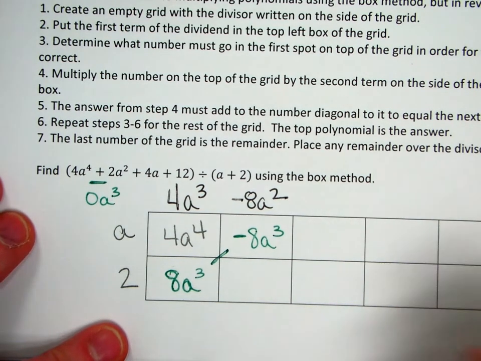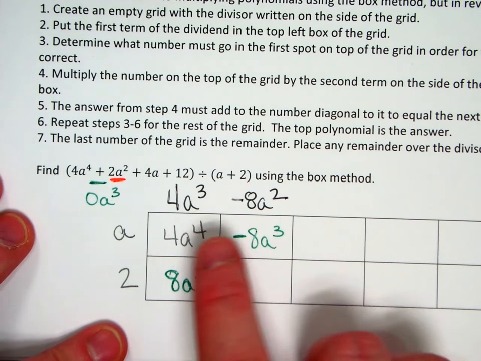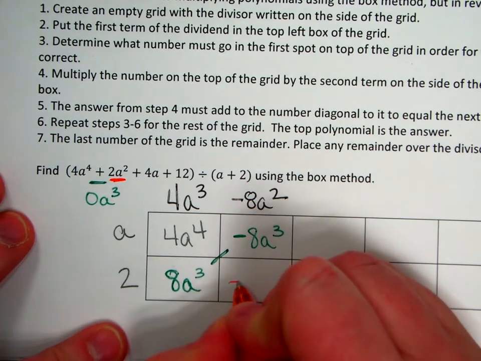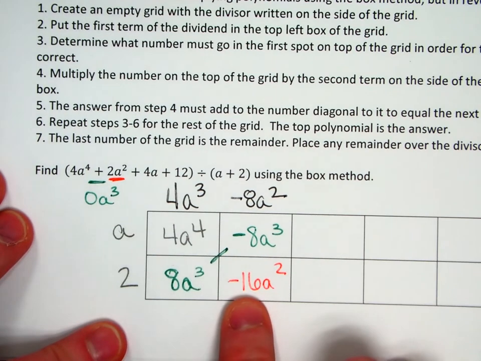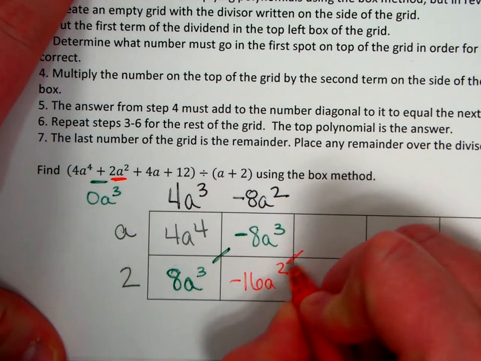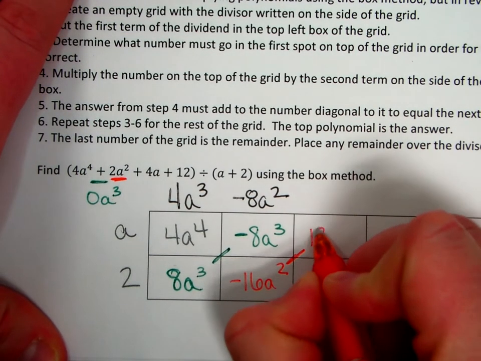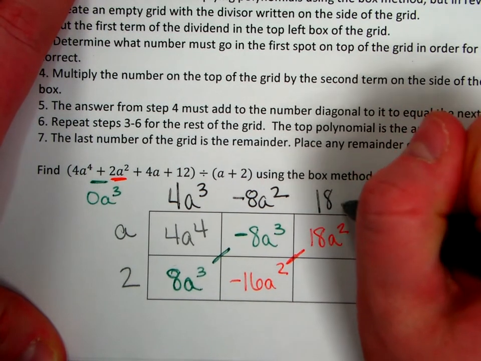So the next color choice I'm going to have is orange. Negative 8a squared times 2 is a negative 16a squared. What added to negative 16 gets me a positive 2? So these two must add to equal 2. That would be an 18a squared. A times what gets me 18a squared? 18a.